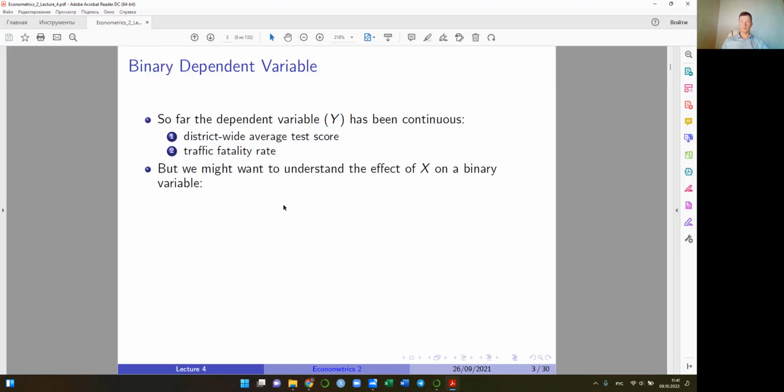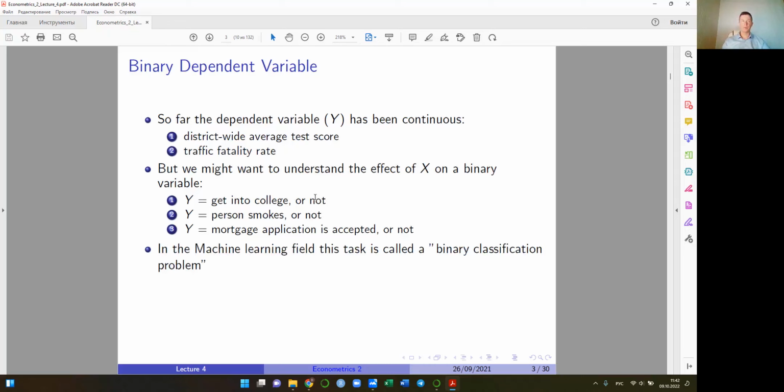We can, in principle, observe such cases when the dependent variable is binary. For example, if you want to predict whether a person goes into the college or not, or if you want to estimate the effects of some determinants on this decision, whether a person decides to smoke or not, and what are the factors affecting this decision. Whether the mortgage application is accepted or not, and again some causal effects of different variables on this decision.